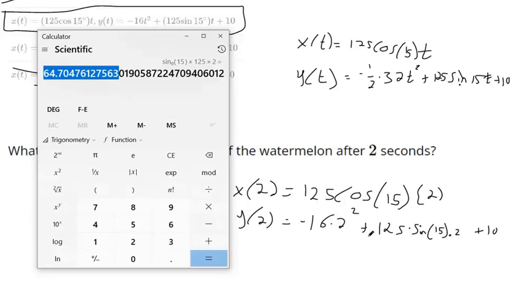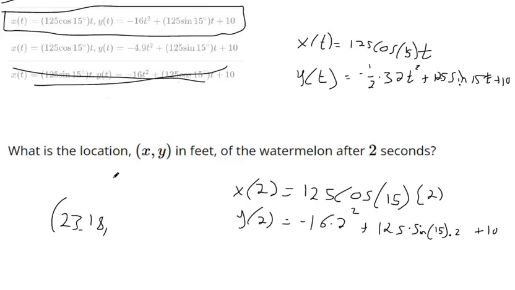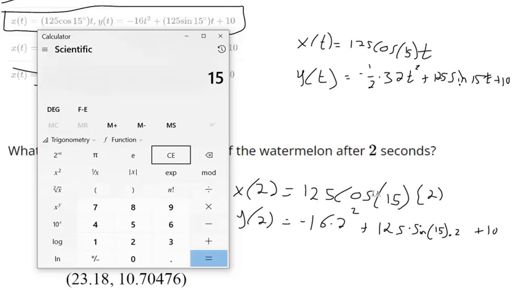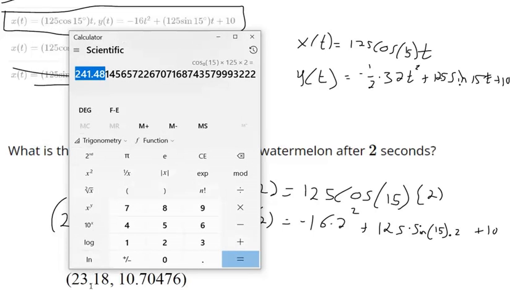And now I can go back and do that first term. 2 squared is 4. That's negative 64 plus what we got for the middle term plus 10. So we got a y coordinate of 10.7 and so on. I didn't see what Newton wanted for this question for decimals. When I checked my work, I realized I did something wrong with the calculator. So for x of t, the x coordinate, cosine of 15 times 125 times 2 should be 241.48 for the x coordinate, not 23.18.